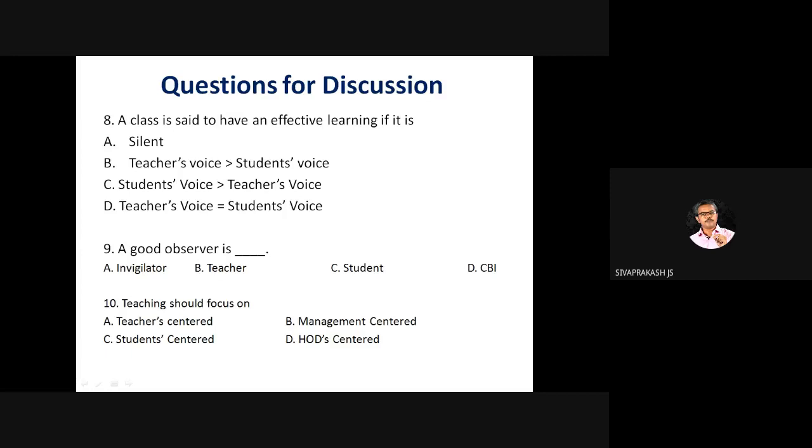Option 2, who takes notes. Option 3, who raises questions. Option 4, who discusses. I will repeat again. A good observer does the following. Option 1, moves head with an accepting node, accepting signal. Option 2, who takes notes. Option 3, who raises questions. Option 4, who discusses with friends and teachers.